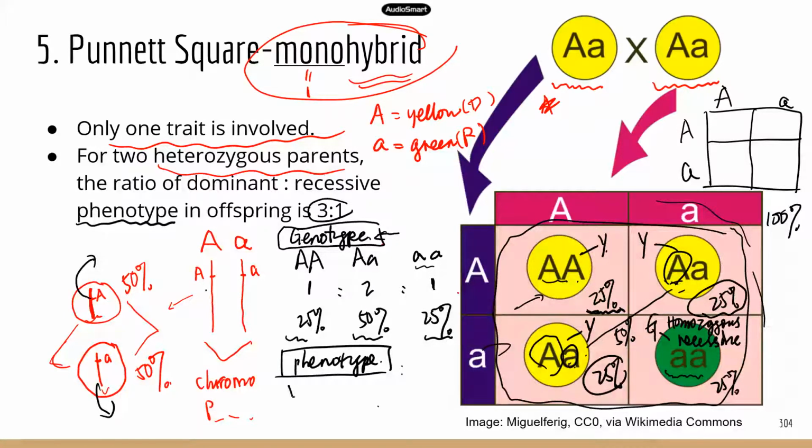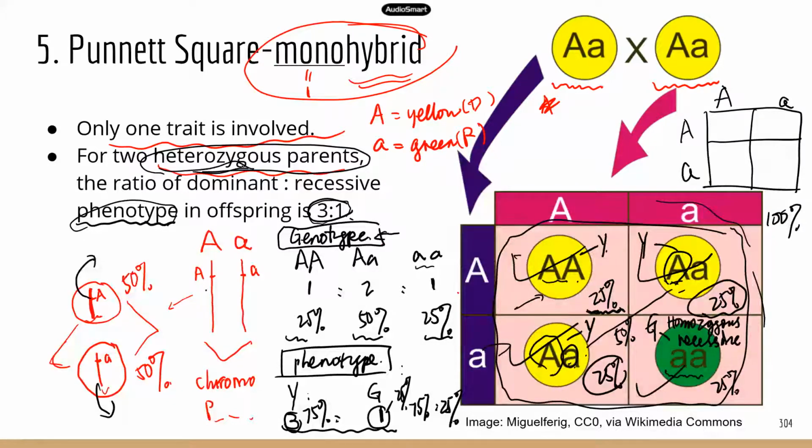So now you can see yellow seeds, that's 3 squares. Right? 1, 2, 3. And green seeds, that's only 1 square, right? So the ratio is going to be 3 to 1. But if you're looking at the percentage, that's going to be 75% to 25%, right? Because 1 square is 25%, and 3 squares is 75%.